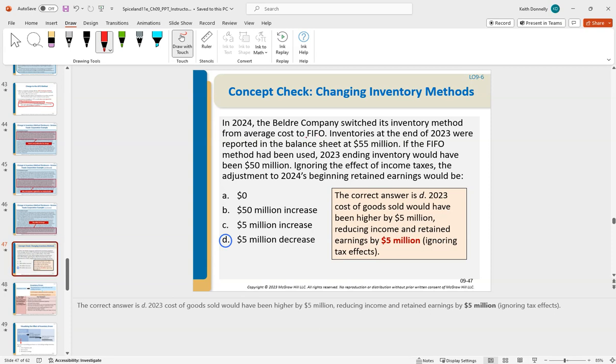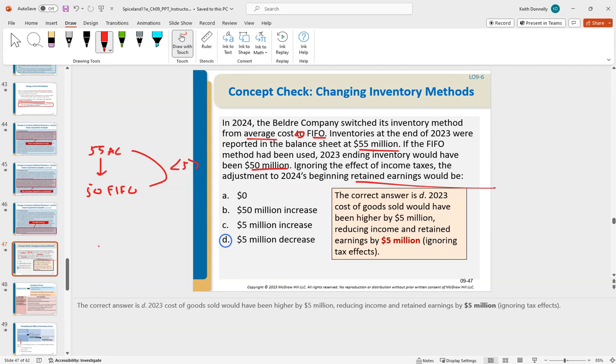It looks like they're going from average cost to FIFO, right? Inventory in 2023 was at 55. Had we used FIFO, it would have been 50, right? So they're saying here, what are the effects on retained earnings? Well, in this case, we were at 55 under average cost. We would have been at 50 under FIFO, right? We've got to take it down by 5.